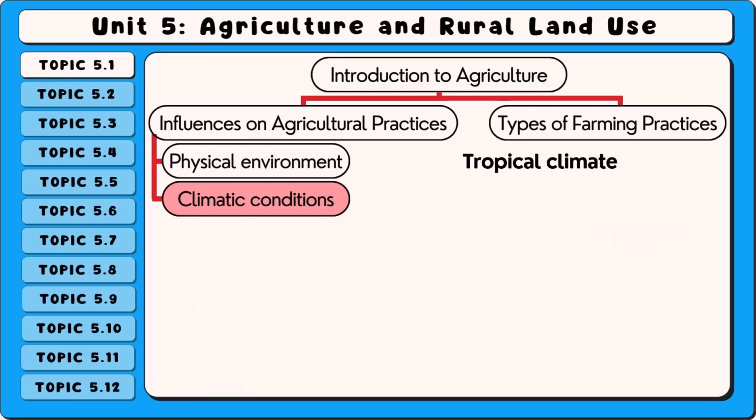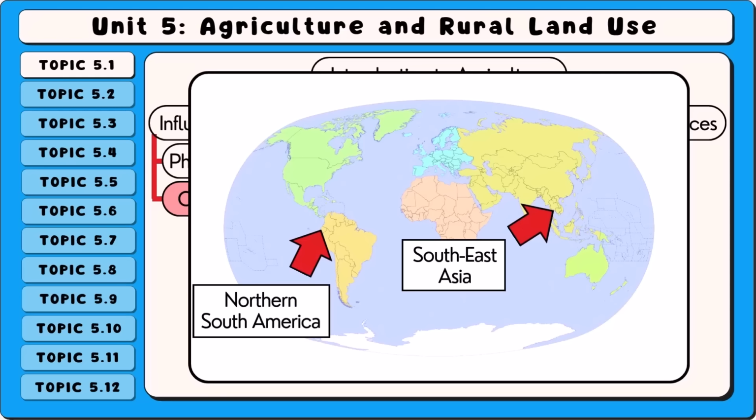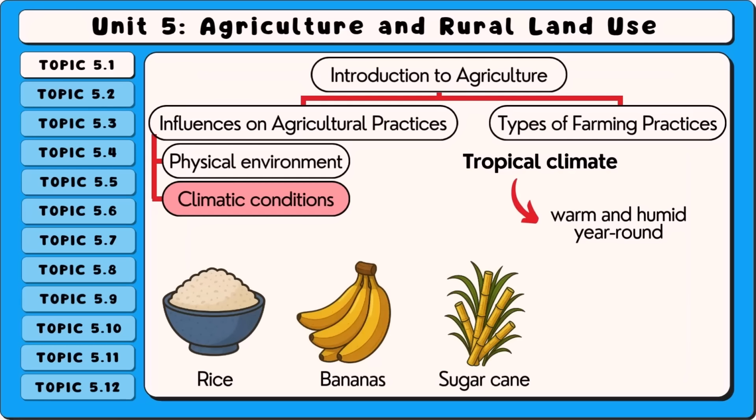The second example in the curriculum is tropical climates. This climate is warm and humid year-round. It is found near the equator in regions like Southeast Asia and northern South America. This allows for the growth of crops like rice, bananas, and sugarcane.